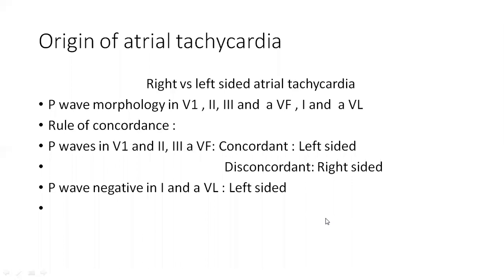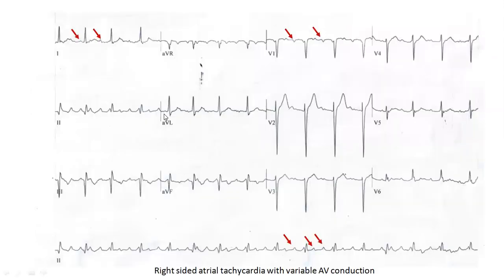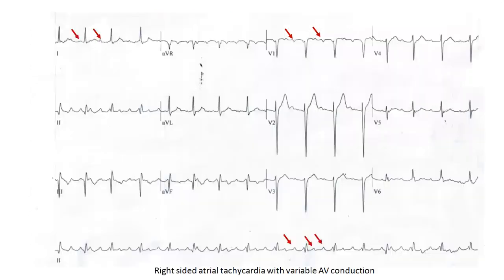Again, the same rule applies. Origin of the atrial tachycardia that we've already talked about. So this patient has a positive P wave in V1, positive P wave in lead 2. So this is a left-sided atrial tachycardia with 2:1 AV conduction. This we've already talked about. So right-sided atrial tachycardia with a 2:1 AV conduction.